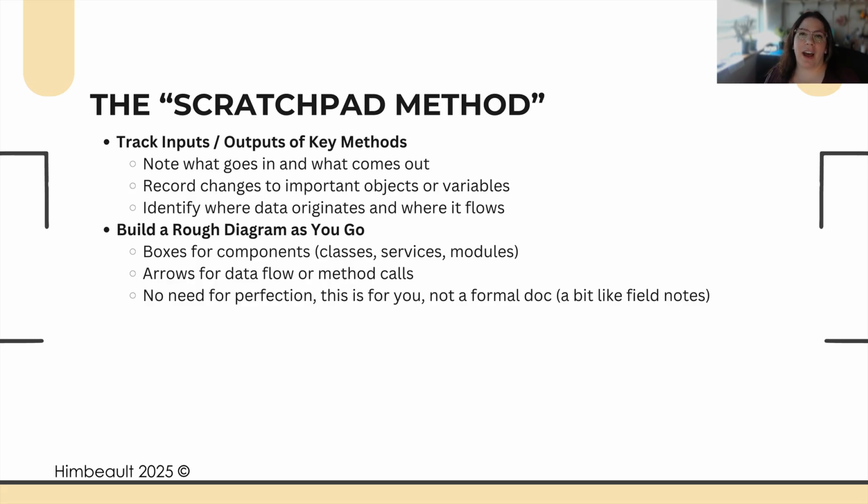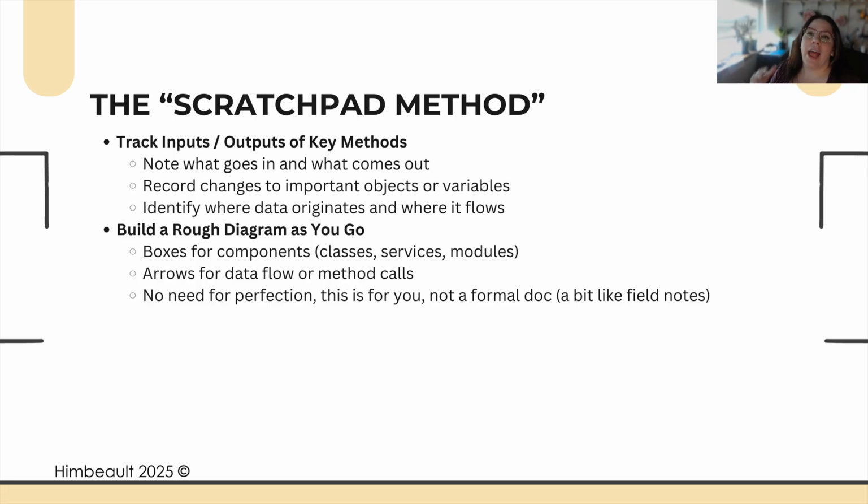So here we go. When it comes to actually making those field notes of your observation when you're running through some execution paths, we can take on the scratch path method. This is when we're going to track inputs and outputs of key methods. So when we come in, what goes into this method, and when we leave it, what comes out of it. Let's record where the changes to important objects or variables happen. So if something happens in a sub-method that we called into, we should be writing that down and making note of it. We should be able to easily identify where data is going to originate and where it's going to flow through.